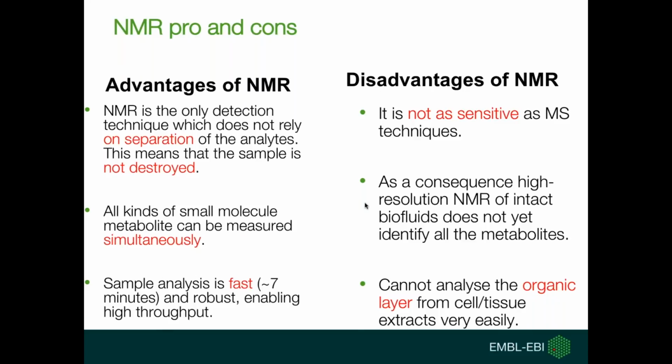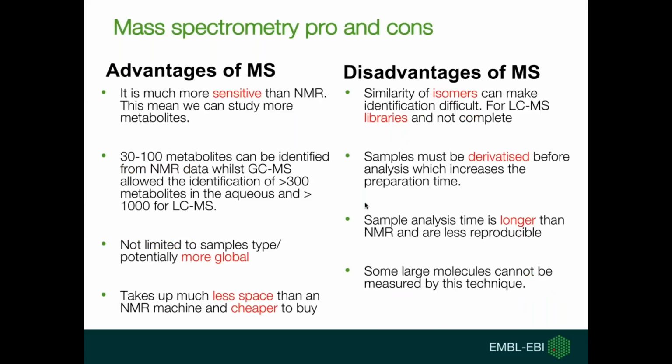For identification, you can only find metabolites in a higher concentration, in the micromolar range. You won't be able to see very low concentration metabolites. Also, there's a lot of overlapping between signals that you need to decipher. So compared to mass spectrometry, it's far less sensitive. Also, it does not work very well with organic layers, where there are a lot of overlapping signals that don't help in deciphering.